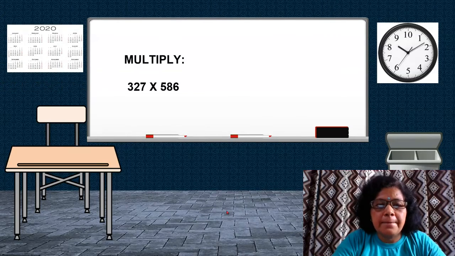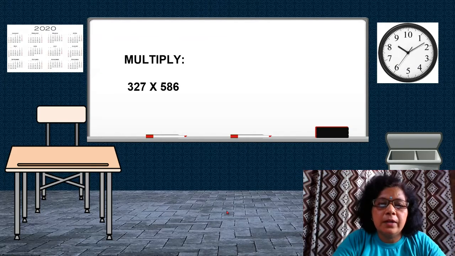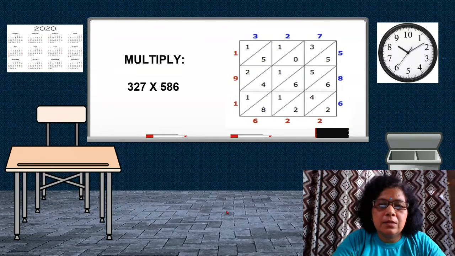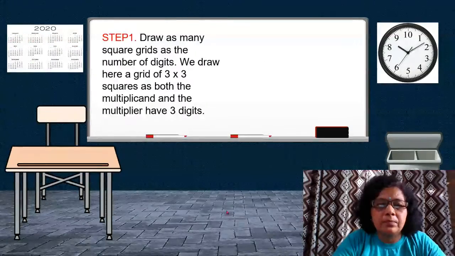Now let's take an example. Suppose we have to multiply 327 by 586. Students, this is the multiplication. Now let's proceed step by step.